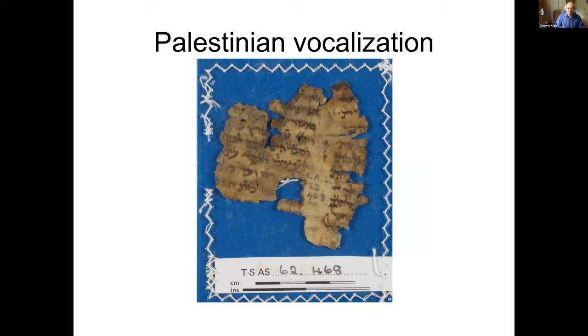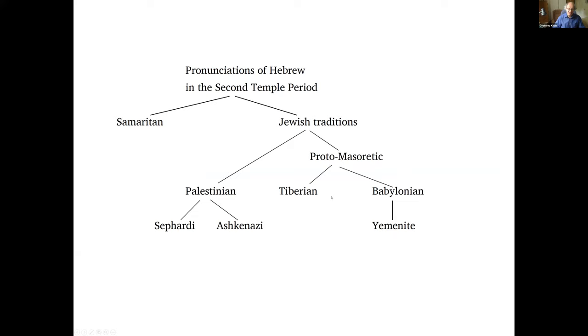Also here we have a very small fragment of a manuscript containing a so-called Palestinian vocalization system, which reflects a different pronunciation tradition. And if you recall from the chart I showed you earlier, these are the two branches of the Babylonian and Palestinian. Now the Tiberian didn't have any continuation into modern times, and it's only now just been reconstructed. But the Palestinian had its descendants in the Sephardi and Ashkenazi traditions, and the Babylonian in the Yemenite tradition. So those have survived in modern descendants.